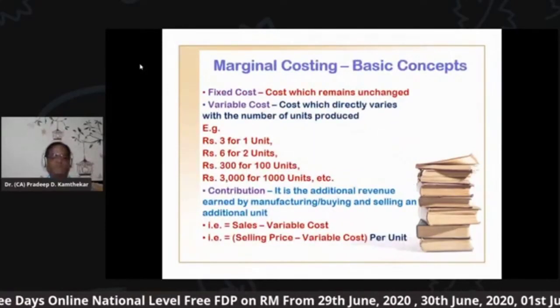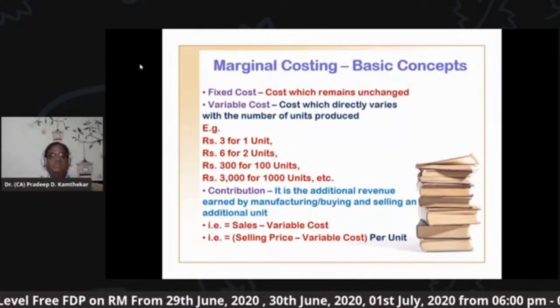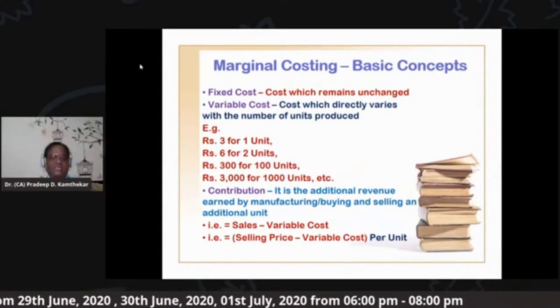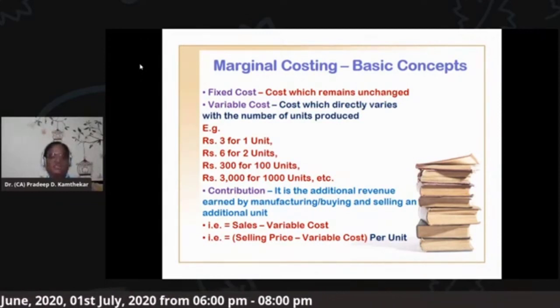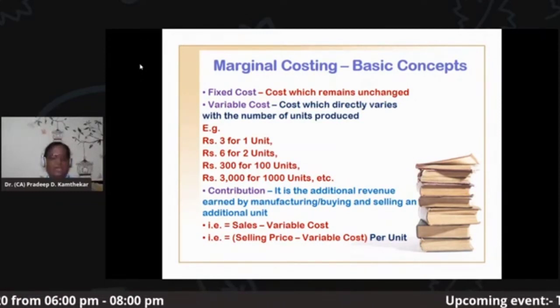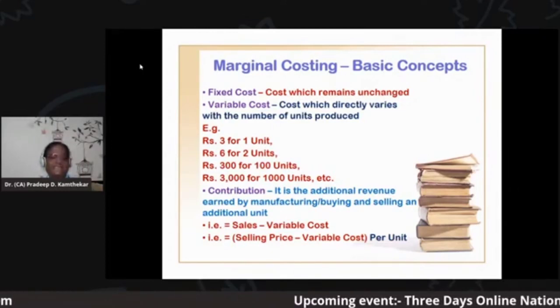Definitions and terms which are used in this marginal costing. One is fixed cost, I said, and this fixed cost is a fixed cost which doesn't change in a given period or for a given capacity. Let me give some examples.